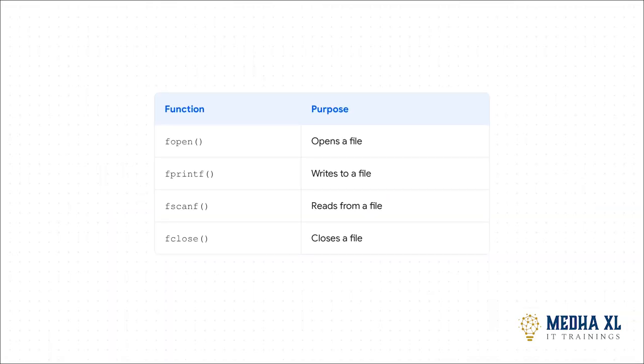And of course, C gives us a specific tool for each of those steps. To open the box, you'll use fopen. To write data to the file, think print to file. That's fprintf. To get data back out of the file, you scan from file with fscanf. And when it's all said and done, you clean up with fclose. These four are your workhorses for basic file stuff.